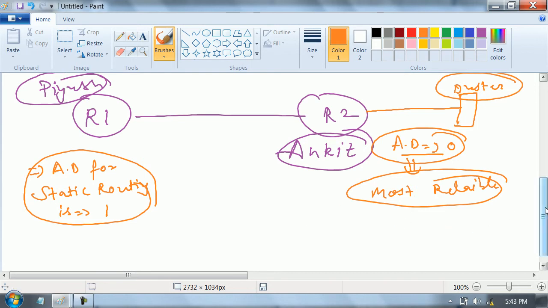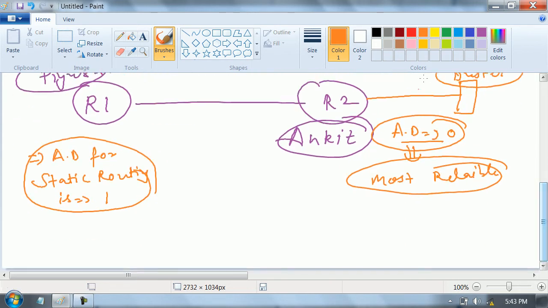Now guys, this thing is clear. What was the second way? I can use any dynamic routing. In dynamic routing, we have different protocols and every protocol has its own AD. We will not discuss that now. Fine. I think you got the concept of AD.